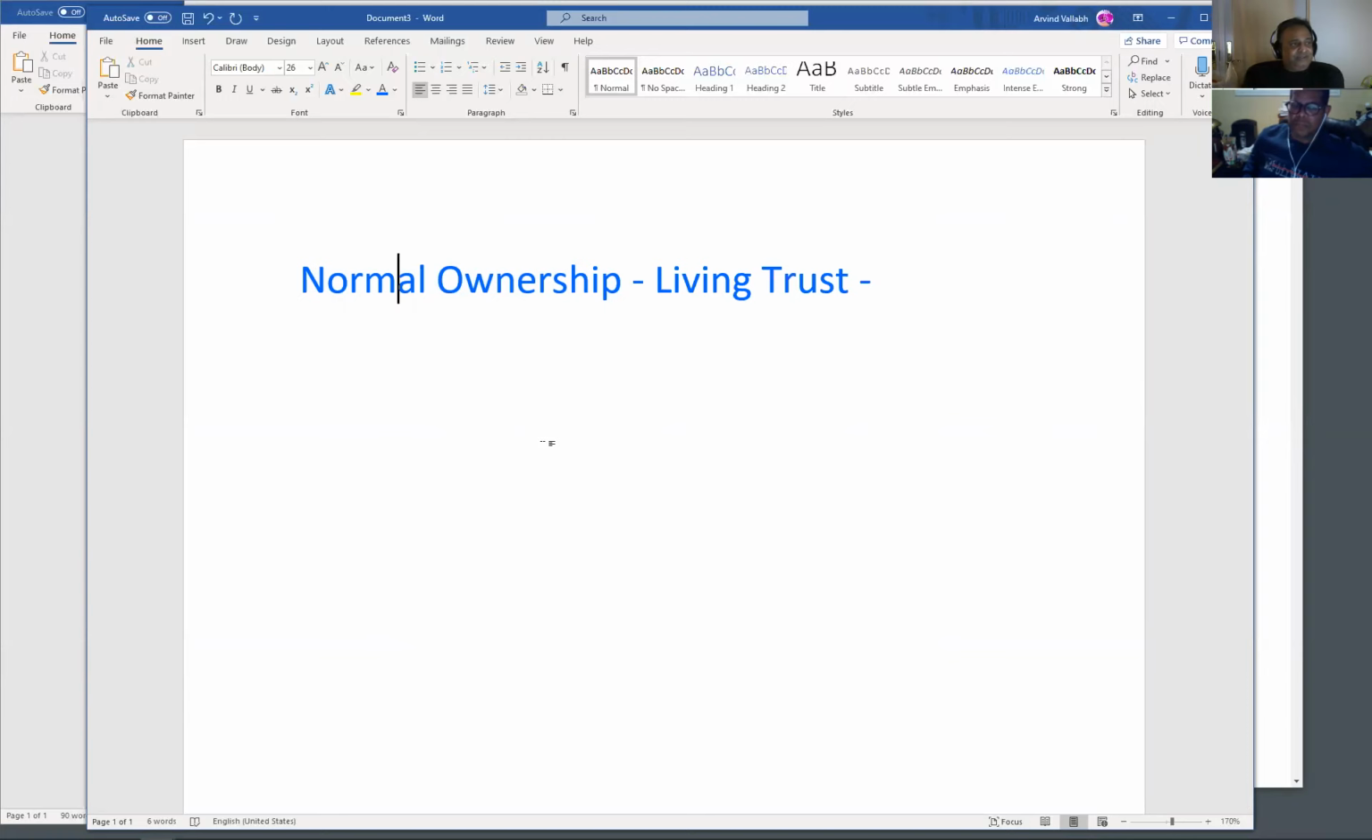So if you use a living trust, what happens with a living trust is it doesn't go to probate. They don't touch it. So living trust, and I'm going to use an arrow system here, so I apologize.